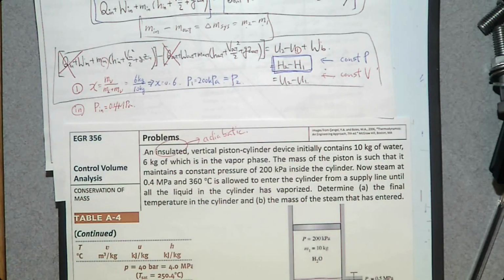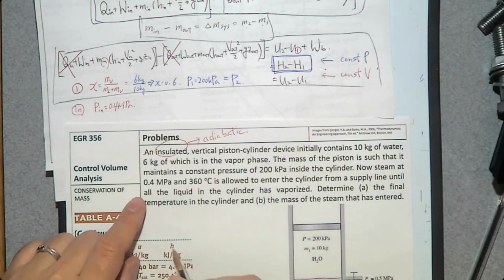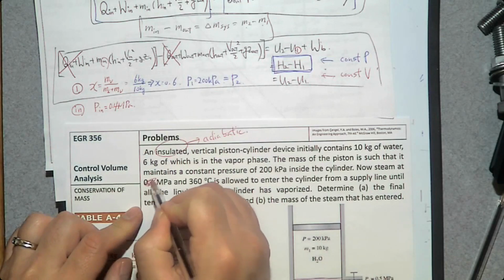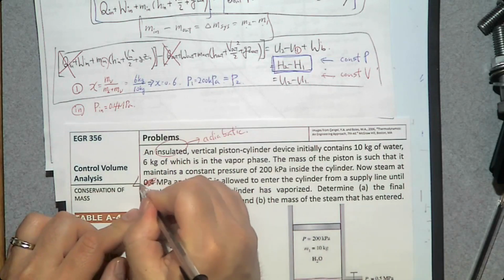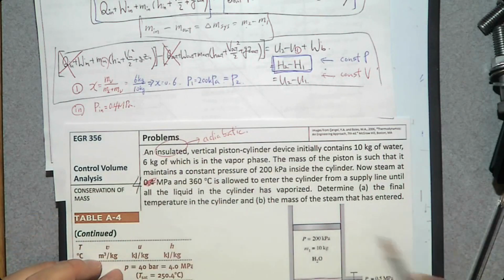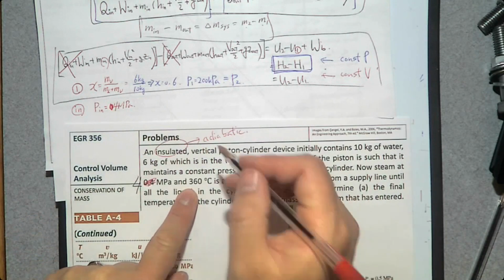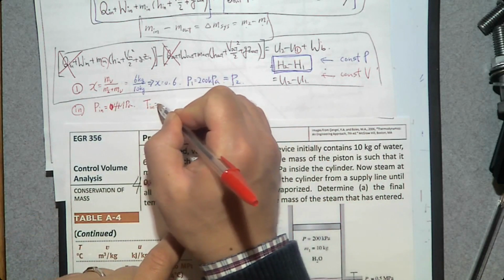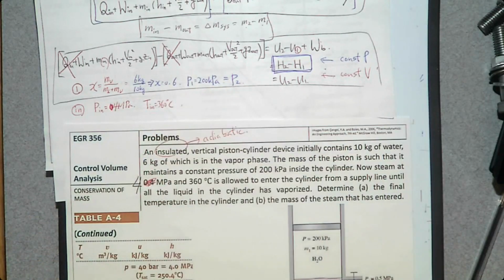My bad, this one is a typo, not 0.4, this is just 4 megapascal. And temperature T in is 360 degrees Celsius, is allowed to enter the cylinder from a supply line until all the liquid in the cylinder has vaporized.